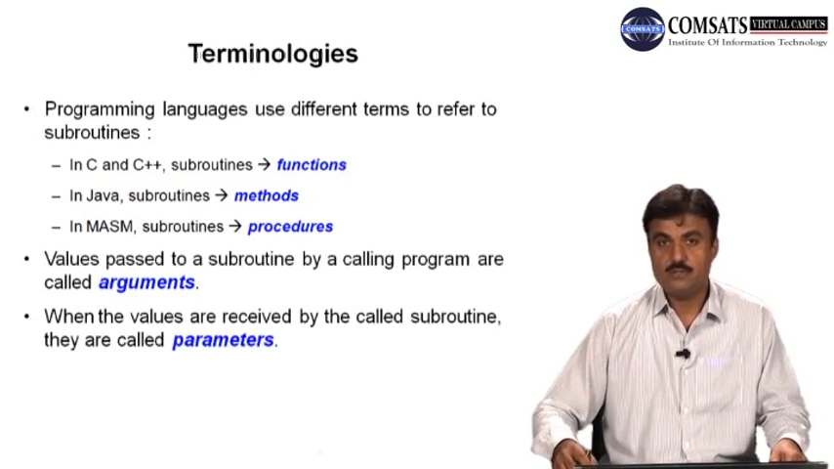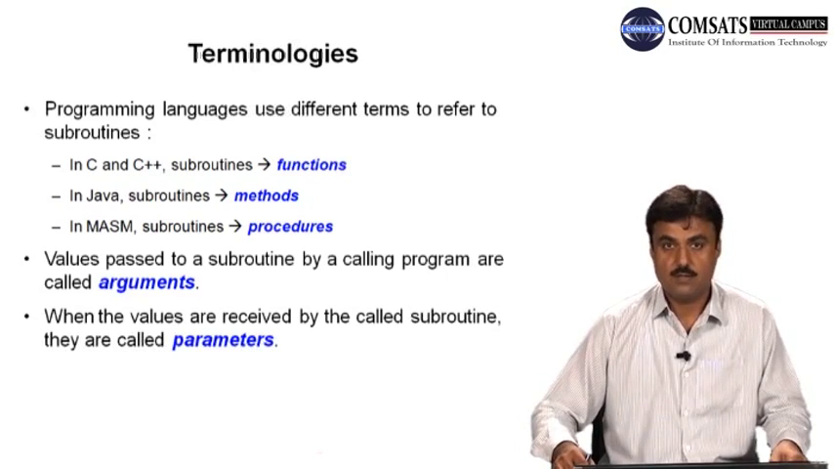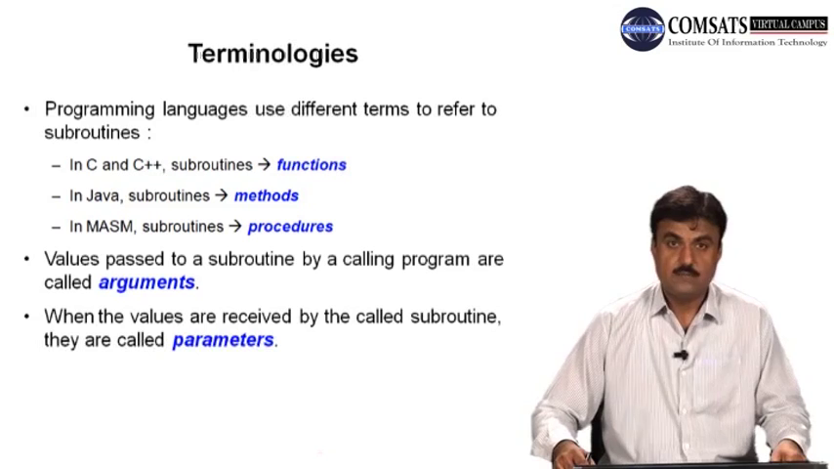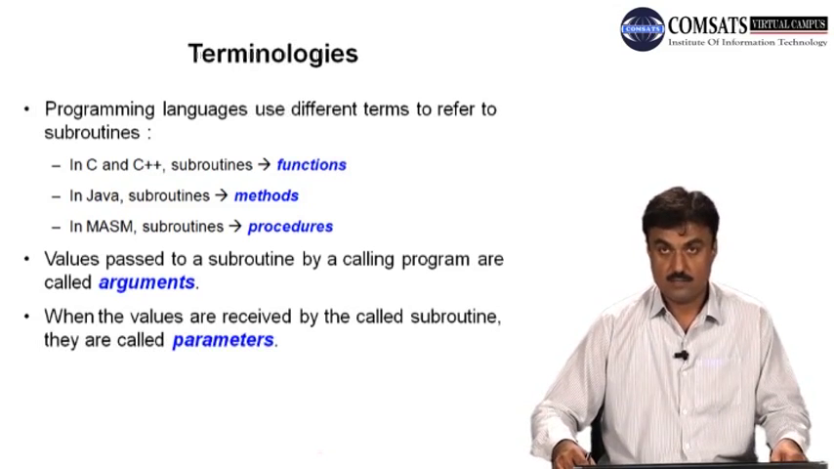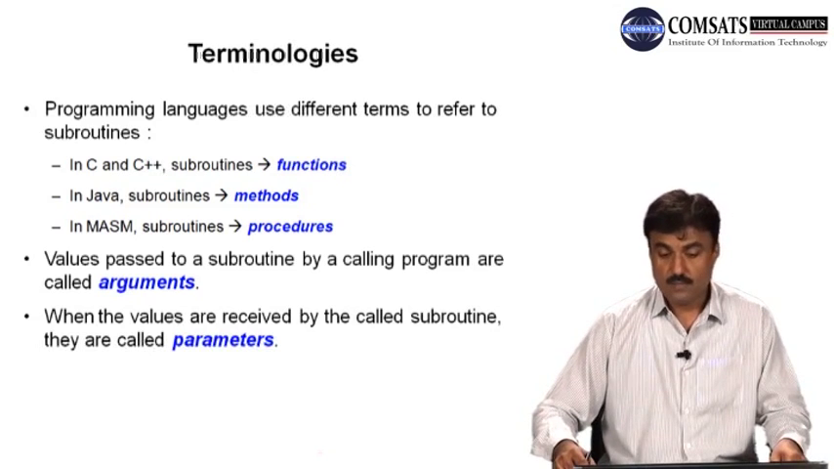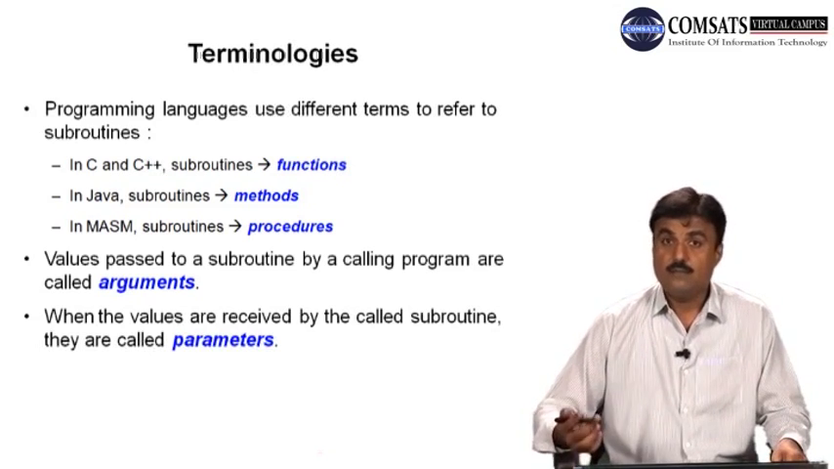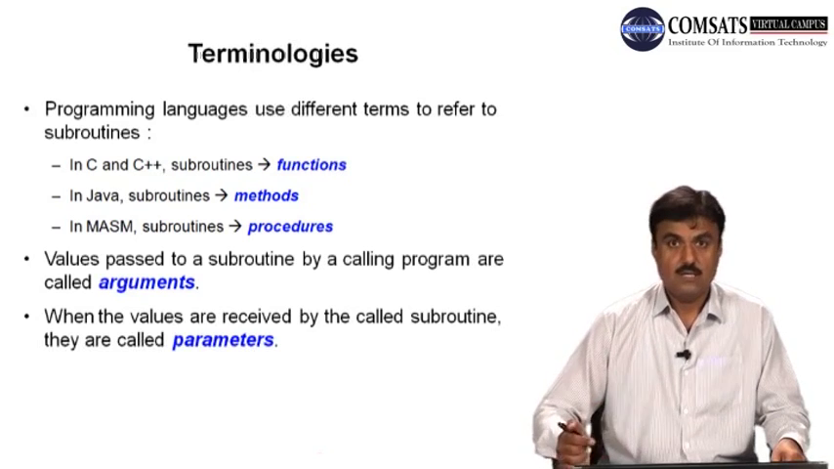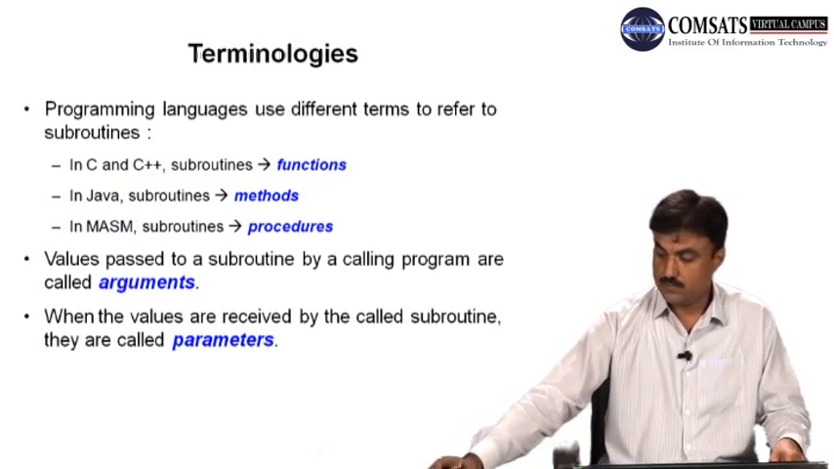So we pass some values or variables or addresses to the subroutine or to the procedure. These values or addresses that we pass are called arguments. And then the parameters: when the procedure receives those values or addresses, these are called the parameters that are received by the subroutine.